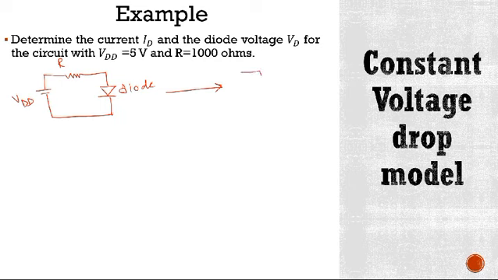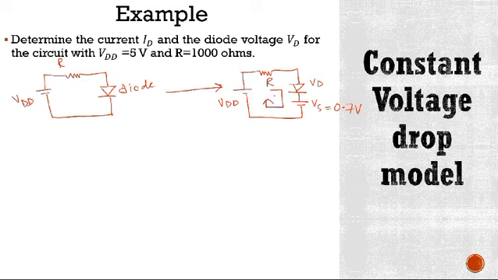It will be something like this, where this real diode is replaced by an ideal diode and a voltage source. This is VDD, this is R, this is VD, and this is a voltage source which has a constant voltage drop value of 0.7 volts. Here the current ID is flowing in this direction. Okay, so how are you going to analyze this circuit?